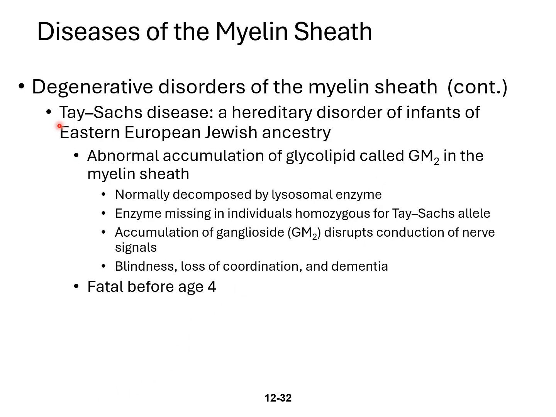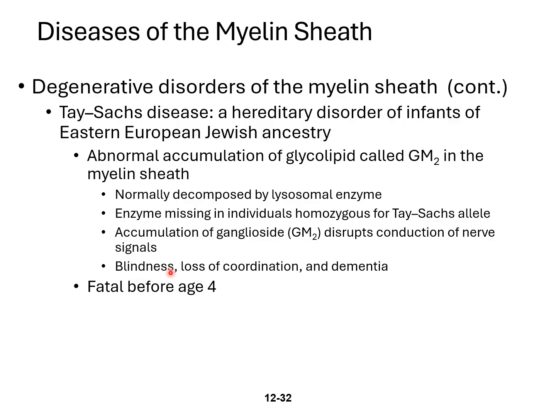So Tay-Sachs. Tay-Sachs is also a myelin sheath deficiency. It's a hereditary disorder of infants from Eastern European Jewish ancestry. And it's the abnormal accumulation of a certain type of lipid called glycolipid GM2. What happens when this starts to build up in the myelin sheath? Normally, this glycolipid gets decomposed by a certain enzyme. If you have Tay-Sachs, you're missing this enzyme. So accumulation of GM2 disrupts the conduction of the nerve signals.